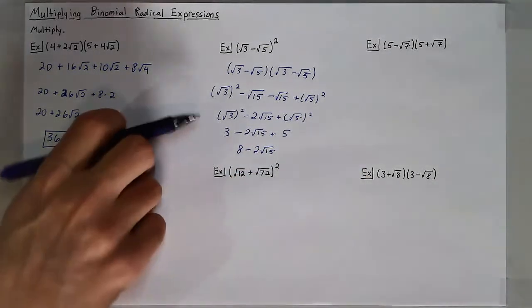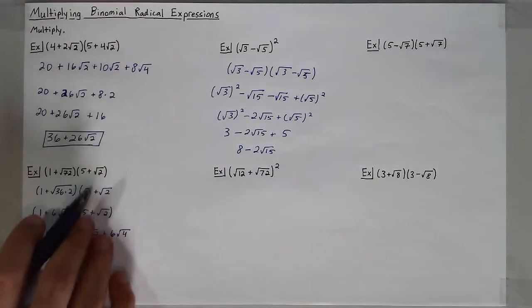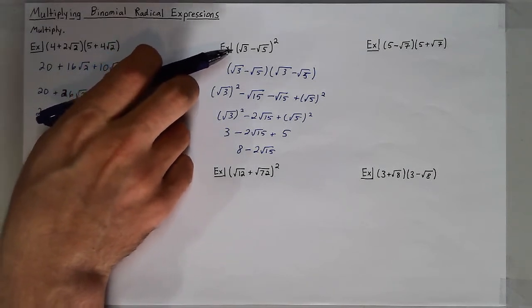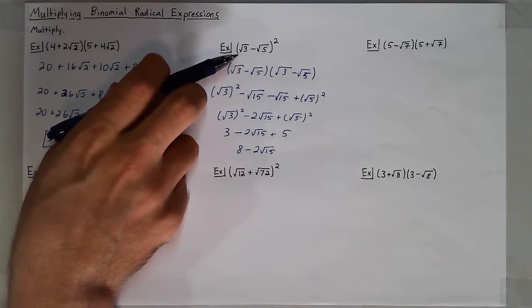Now the reason why I wrote it this way, rather than combining the radicals, is this situation is known as a perfect square trinomial, because it comes from my binomial being squared.